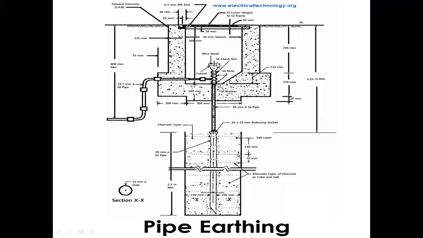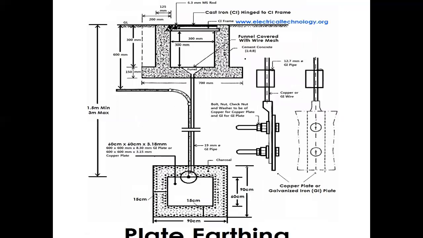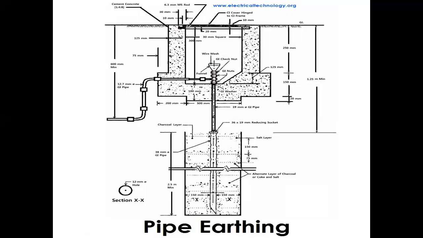So periodically we can see whether the earth wire is connected to the pipe properly or not. There is a possibility of disconnection of the earth wire from the earthing electrode, so that can be easily identified in the case of pipe earthing, but it is difficult in the case of plate earthing, okay. And the procedure of pipe earthing is also the same.